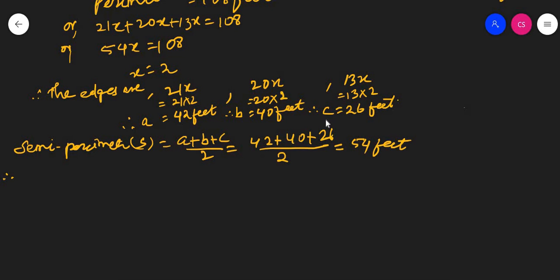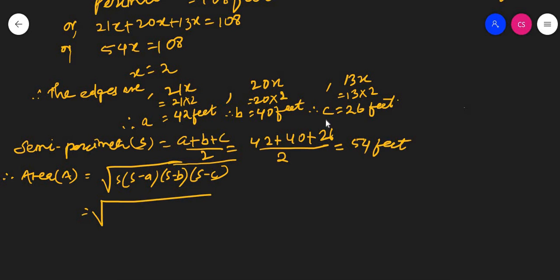So now you find the area. So area, what is the formula? Root under S times S minus A, S minus B, S minus C. So this equals, S means how much? 54. 54 minus A means 42. Then 54 minus B means 40. Then 54 minus C means 26.